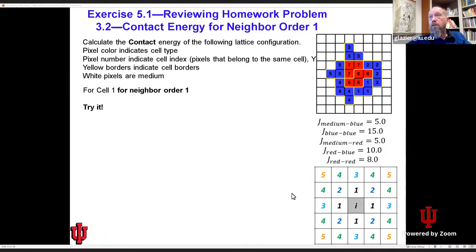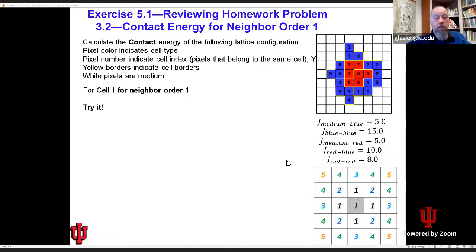So the homework problem 3.2 gave you a picture. Here I defined 7 cells plus the medium, and the cells were of 2 types, blue and red. And I gave you a set of energies. J medium blue is 5, J blue blue is 15, J medium red is 5, J red blue is 10, J red red is 8. And the first thing I asked you to do was to copy down that adjacency picture, which people needed. And I think everybody was able to do that.